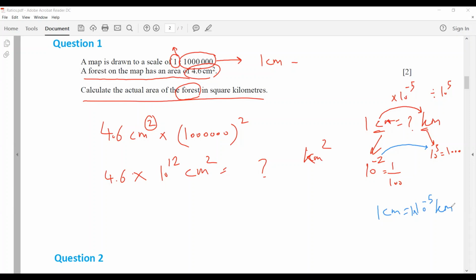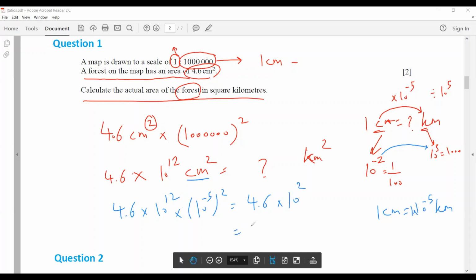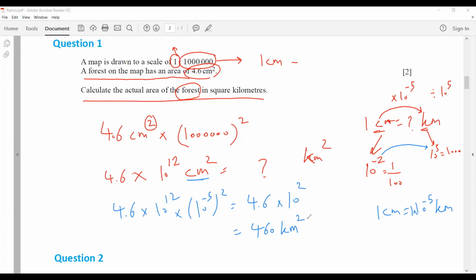So knowing this, let's get back here. Just substitute, instead of cm, you put 10 to the power of -5 squared, and the answer is 4.6 times, using the law of indices, -10 with +12, that would be 2, which is 460 kilometer square. So as simple as that.